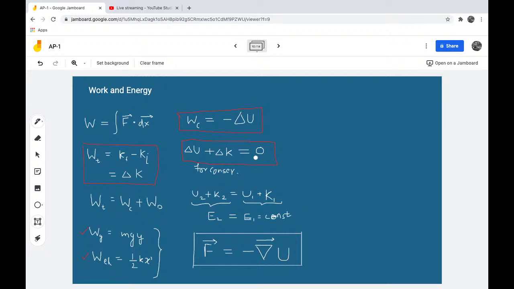Now, this is all about conservative forces. What happens if there are non-conservative forces also working? Then the work done by non-conservative or dissipative forces, W_D, also comes into the picture, and that will not make your total mechanical energy remain constant. Your total mechanical energy will either increase or decrease.